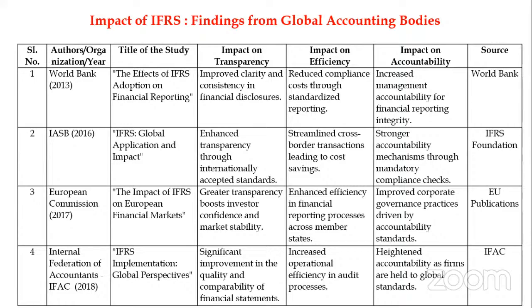World Bank, they did a survey on the impact of IFRS. As you are all aware, the main goal of IFRS is to bring transparency, efficiency, accountability. So World Bank has found a positive result. The title of the study was The Effect of IFRS Adoption on Financial Reporting. So what was the result on transparency? World Bank agreed improved clarity and consistency in financial disclosure leads to transparency. And they also agree IFRS has impacted efficiency, reducing compliance cost through standardized reporting.